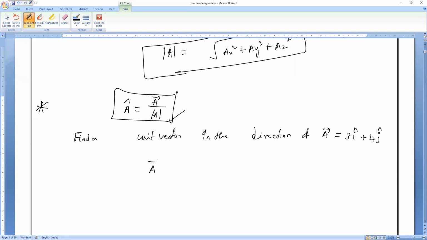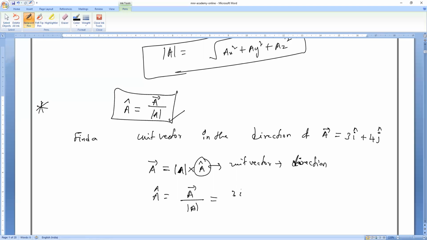So we all know a vector A is a combination of two things: magnitude into direction. Is it right or wrong? They are asking for the unit vector. A unit vector always gives you only the direction; it is used to find the direction. So A cap is equal to vector A divided by the magnitude of A. What is vector A? 3i cap plus 4j cap, divided by the magnitude of this.